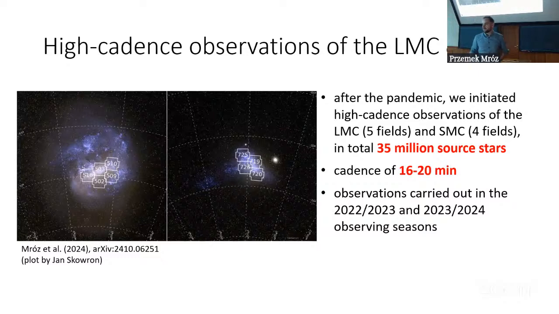We wanted to test this idea. We wanted to find planetary mass black holes in the LMC. So we conducted a special survey of the Large and the Small Magellanic Clouds. We observed the clouds at a very high cadence. So we observed the stars in the SMC and LMC with a cadence of 20 to 60 minutes. We observed roughly 35 million source stars and carried out these observations for 2 observing seasons, so almost 2 years of data.